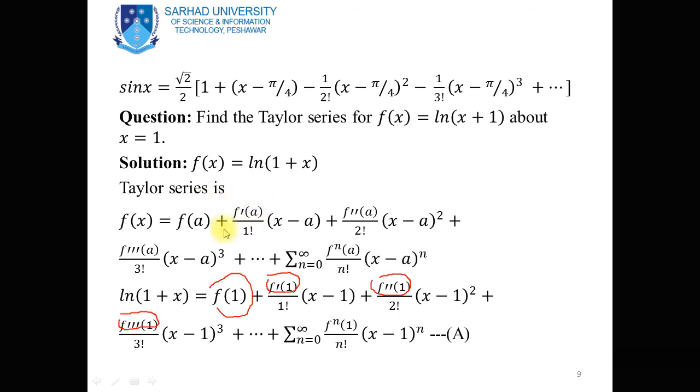So first of all, find all these results: f of a, f double prime at a, f triple prime, the derivative of the function at x equal to a, and so on. Put the results in this series. You will obtain the Taylor series of the given function at the given x value.